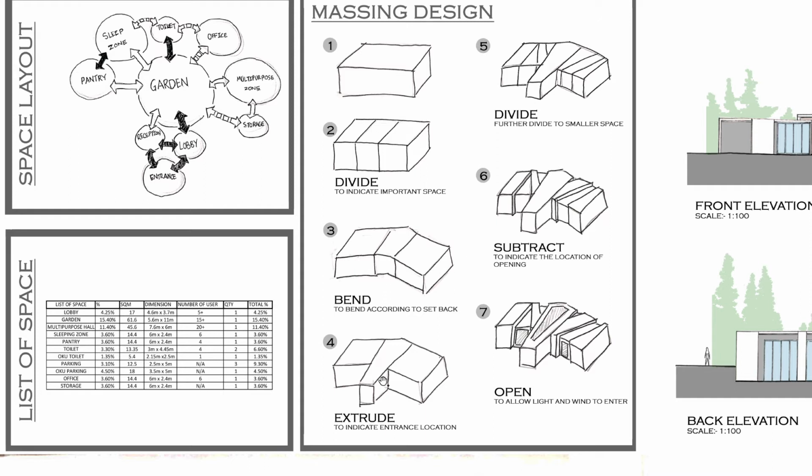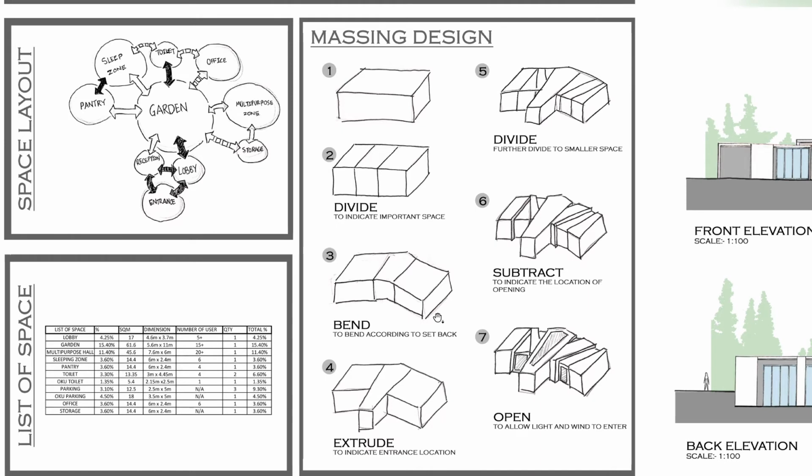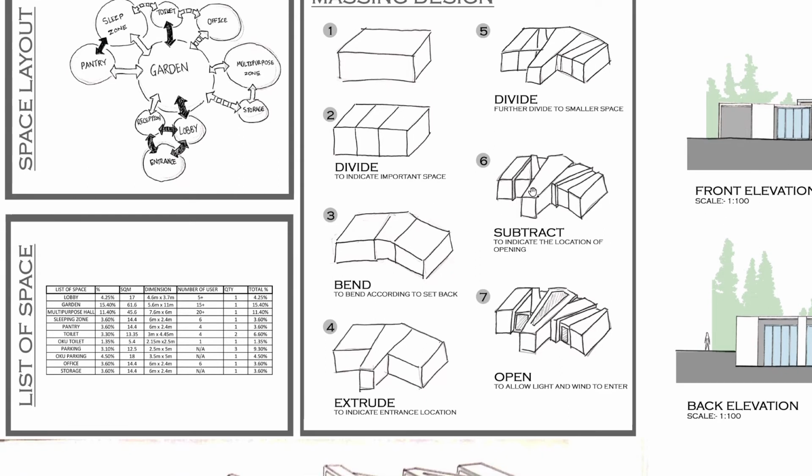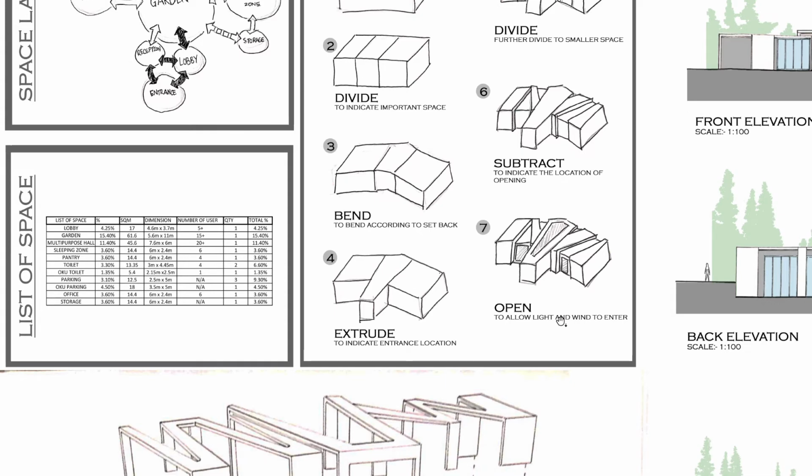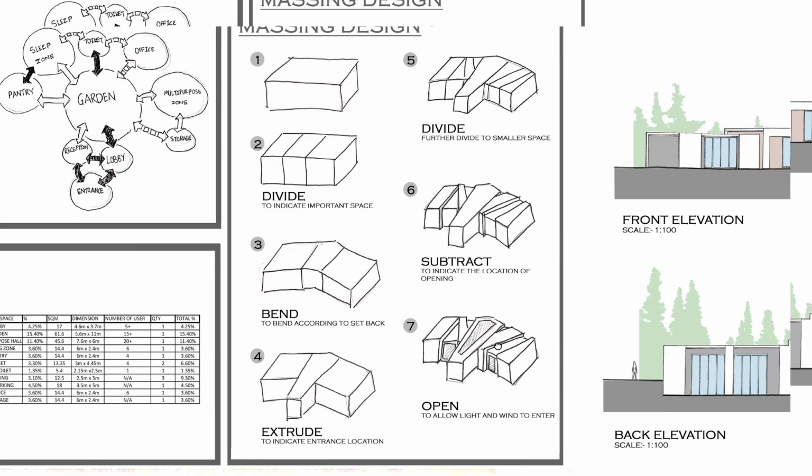And then I extended the center area out. That one is to indicate that this will be the main entrance area. And then for the 5th one, I divide again to separate the zoning into smaller spaces for different types of spacing within it. The 6th one will be subtracting some spaces so that it indicates the entrance area or opening area where they can have light and wind to enter the building. And then the last part will be about adding the openings.